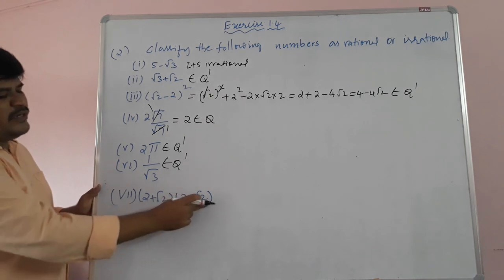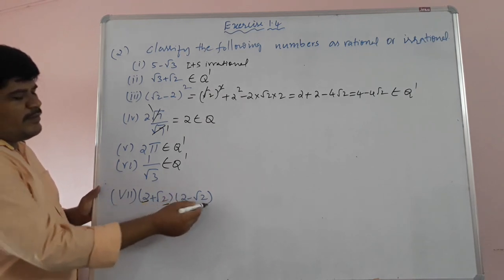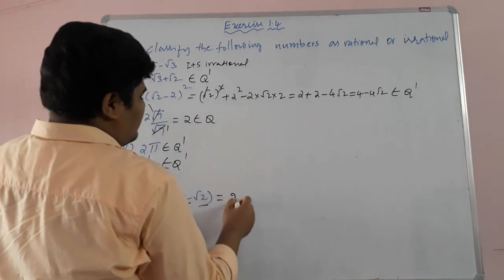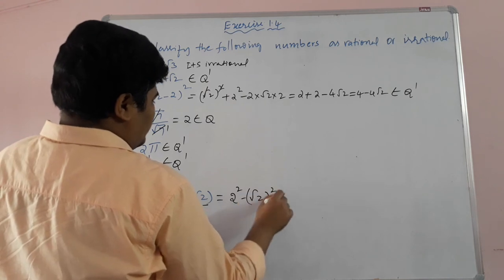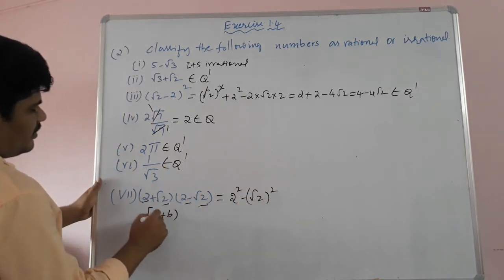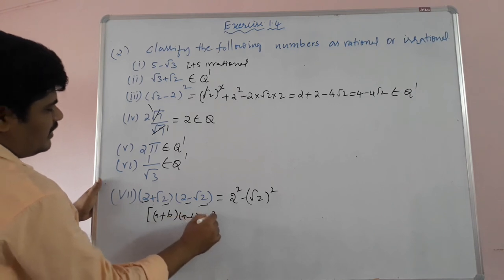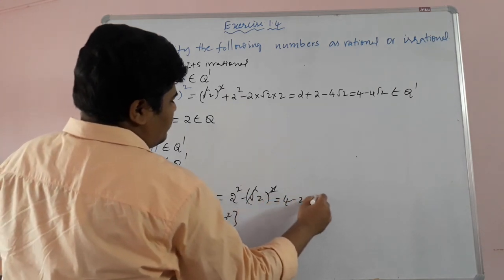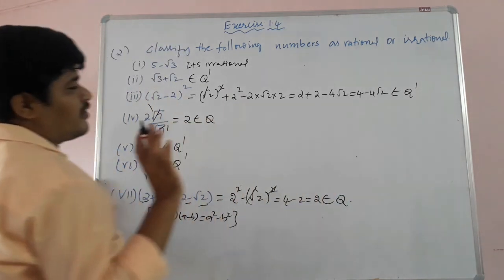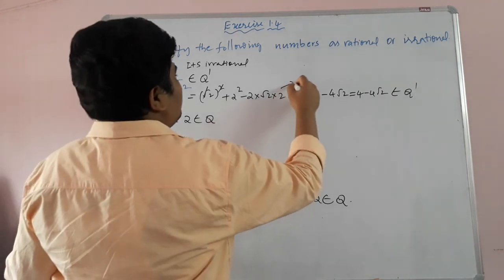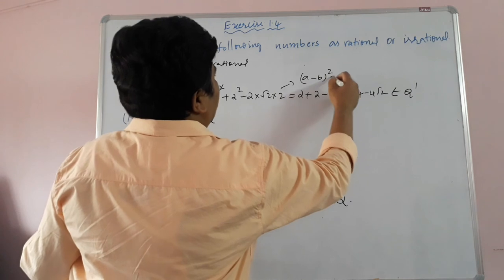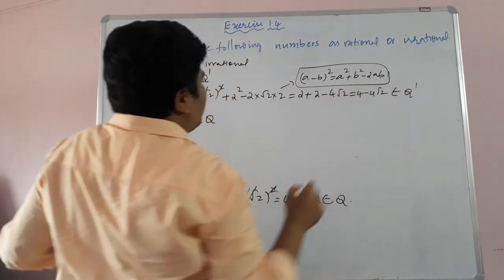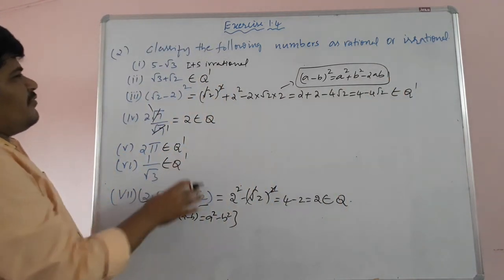Now 2 plus root 2 into 2 minus root 2. Students, a plus b into a minus b is equal to a square minus b square. So we can write it as 2 square minus root 2 square. So I use this formula, a plus b into a minus b, which is equal to a square minus b square. So square and square root cancel, 4 minus 2, which is 2, which belongs to the rational numbers Q. And here children, which formula did we use? A minus b whole square, which is equal to a square plus b square minus 2ab. Okay, so students, in this way we will solve this.